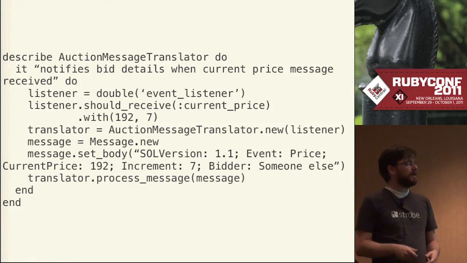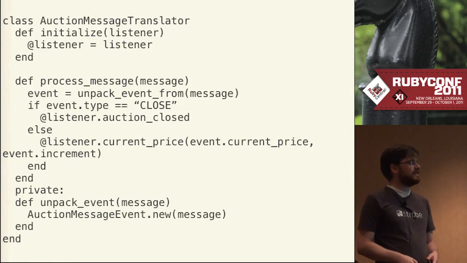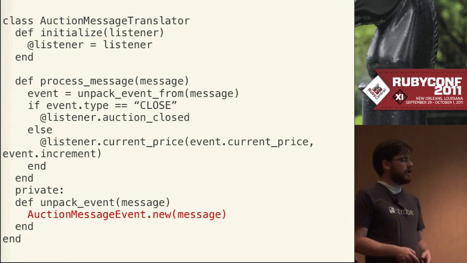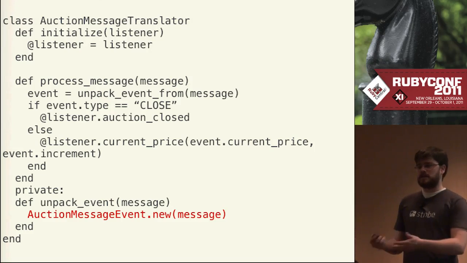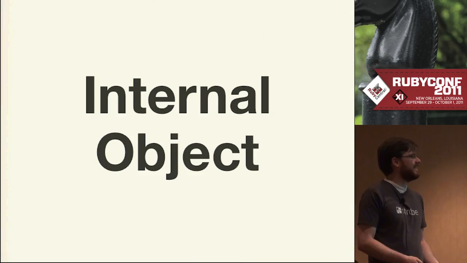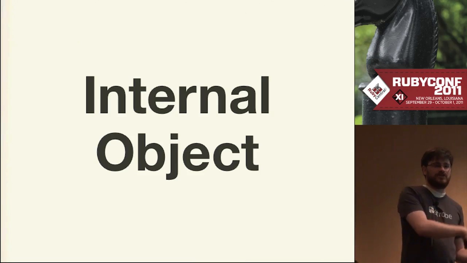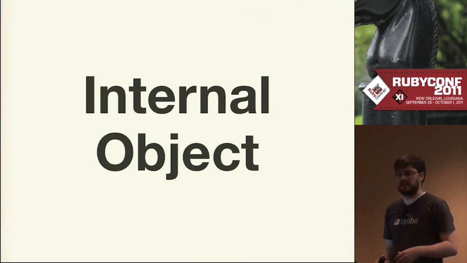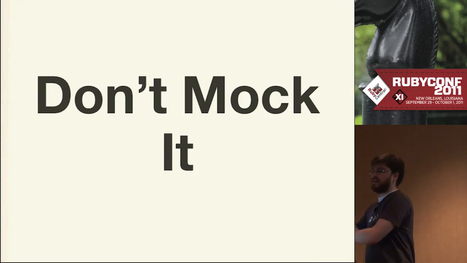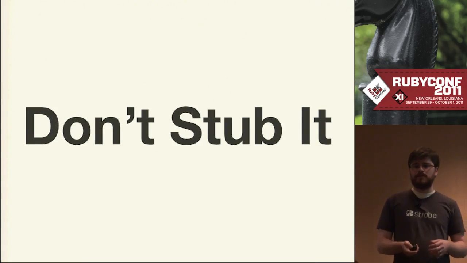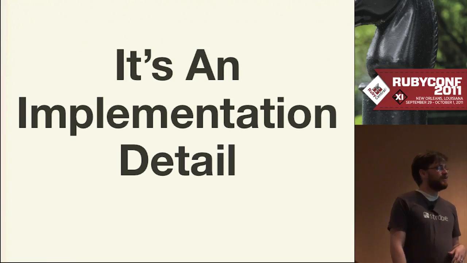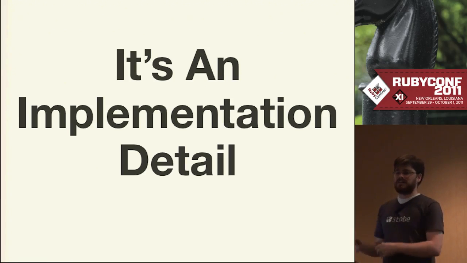But you'll notice, if we go back and look at the tests, there is no mention of this object, this auction message event. They're not stubbing it. They're not mocking it. Why? Because it's an internal object. It's an implementation detail about how they are doing what they are doing instead of what they are doing. And so not every object needs to be mocked. Not every object needs to be stubbed. Don't mock this. Don't stub it. Why? Because it's an implementation detail.